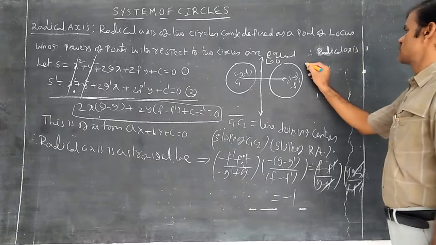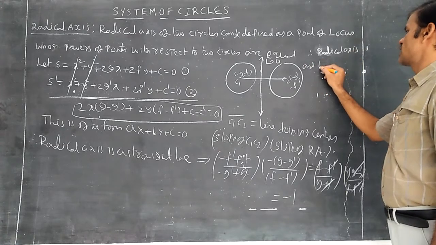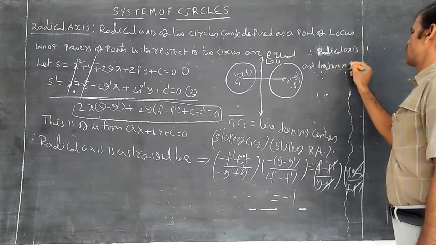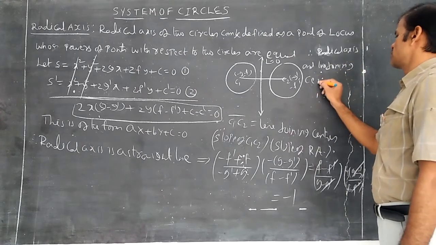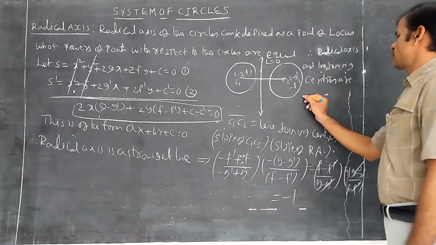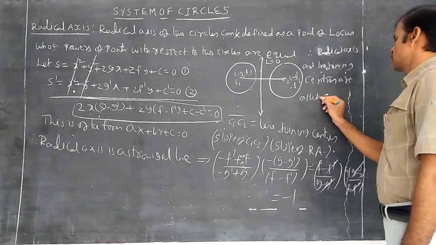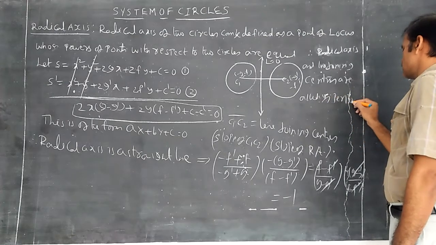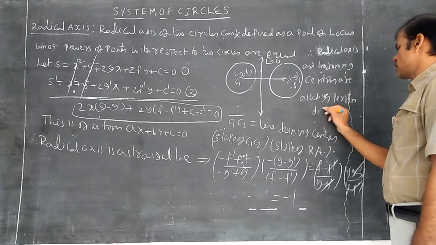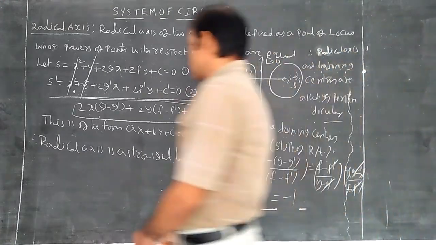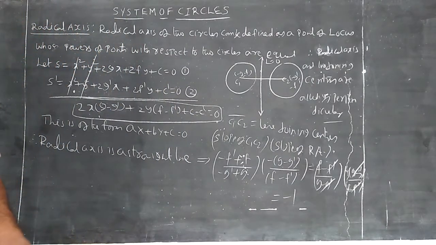Radical axis and line joining centers are always perpendicular. It is a theorem. Radical axis and line joining centers are always perpendicular. This is the theorem of radical axis and line joining centers.